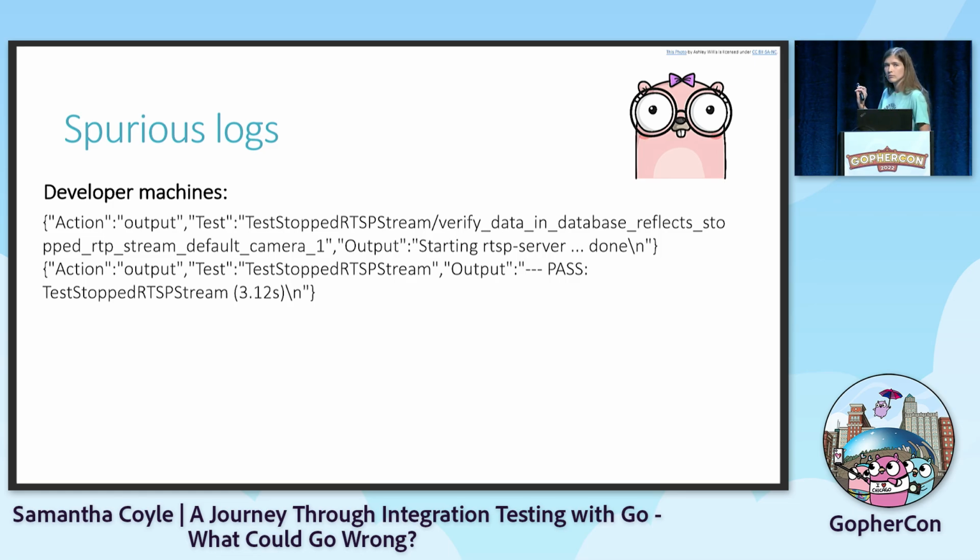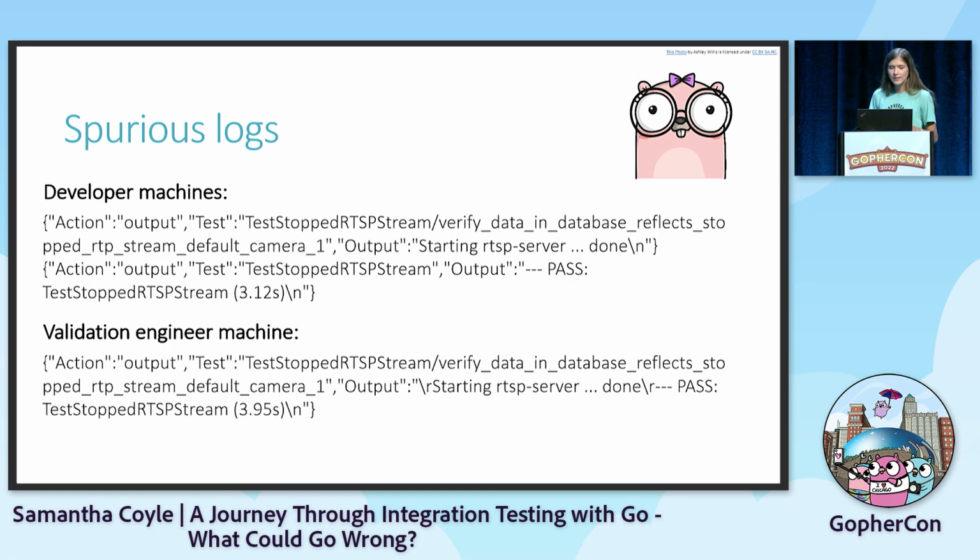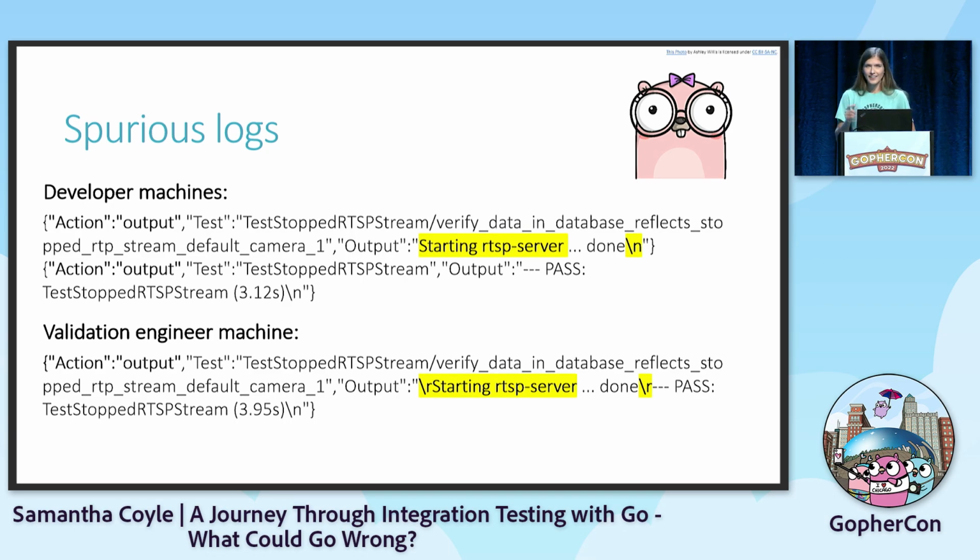And you see pass. Pretty straightforward, right? But this is what the validation engineer was seeing. And so keep those glasses on. He had a test case, right? It's the same test case. All right, looks good. We have the starting of that RTSP server. Looks pretty good. It passed. So does anyone see a difference here? Yep. Yeah, we have a few, and I heard it.